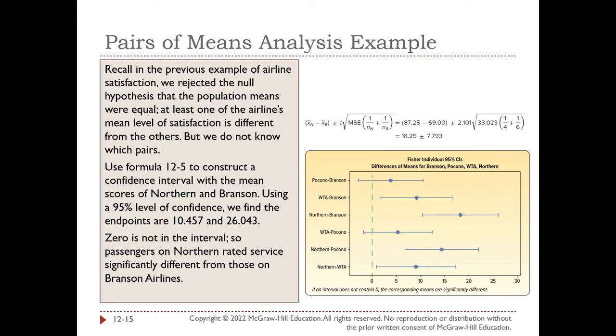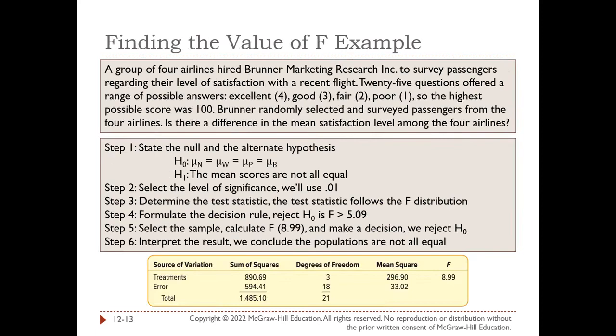Okay. Since all of these intervals do not include 0. So the only 2 that actually include 0 are the Pocono Branson and WTA Pocono. Okay, so those may actually be equal. You may actually show that there's not a difference. Okay, so that's the big key. We want to make sure, again, 0 falls within.